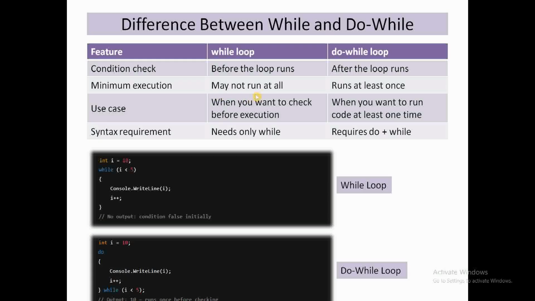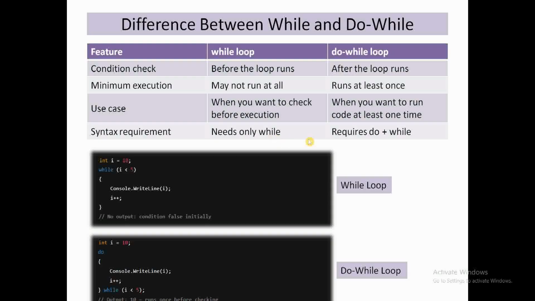Minimum execution: may not run at all, versus runs at least once. Use case: when you want to check before execution, or when you want to run code at least one time. Like if you want to check the condition before execution, then you can do it in while loop, but not in the case of do while loop, because in this your code will run at least one time.